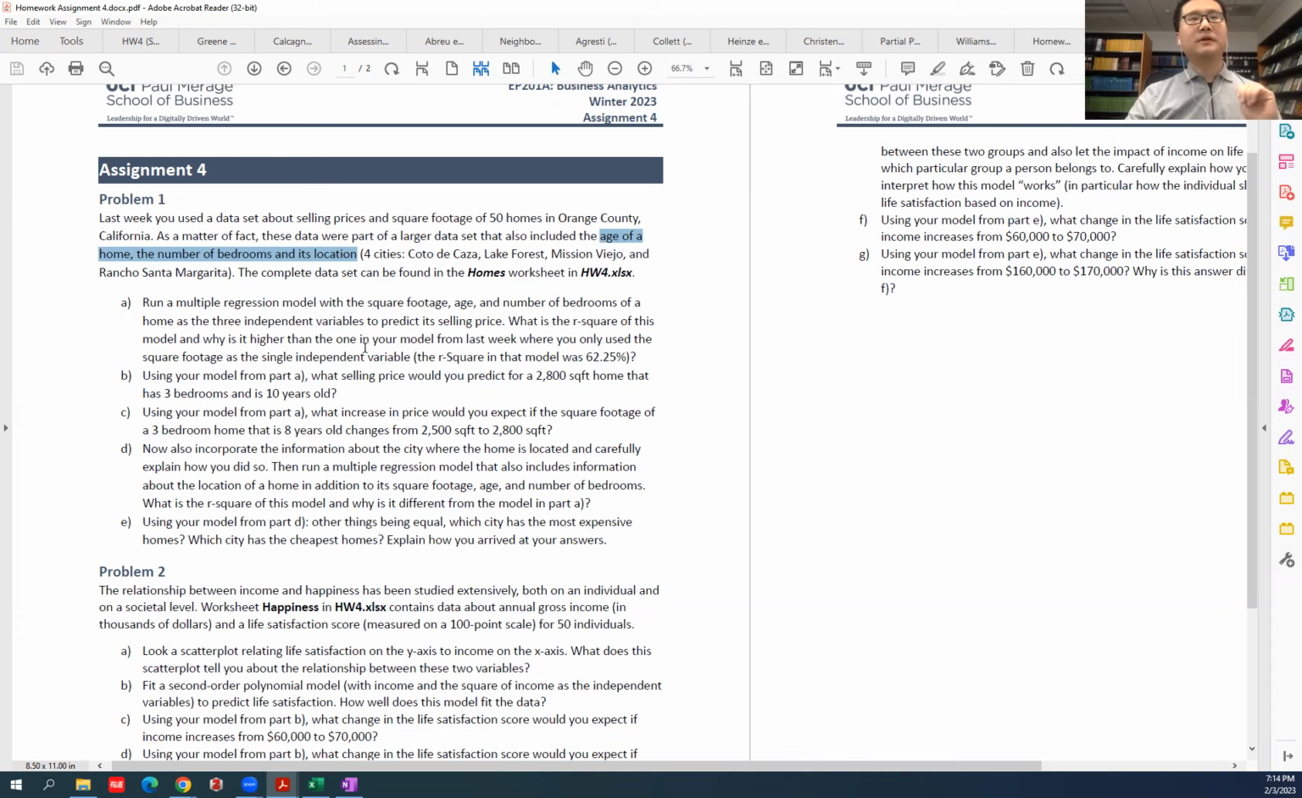First, we build a multiple linear regression model with square footage, age, and number of bedrooms. It does not involve the location. However, in part D, we do need to include the location. Let's see how they differ.